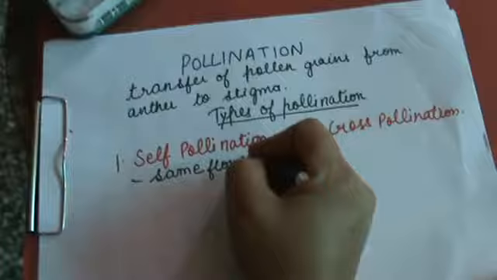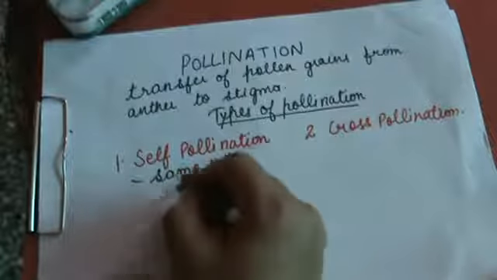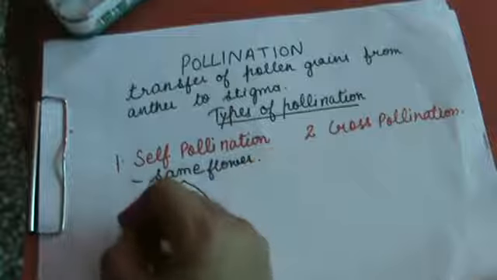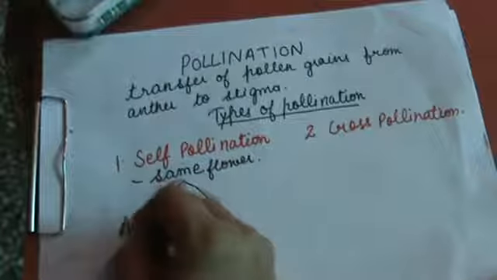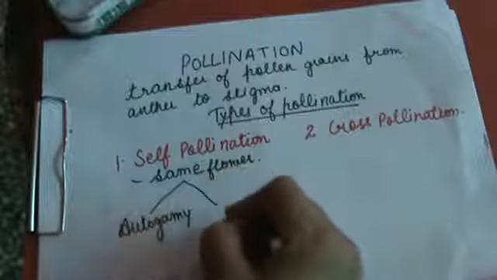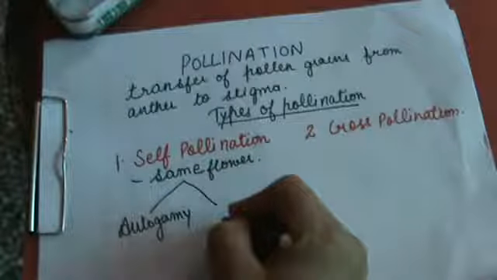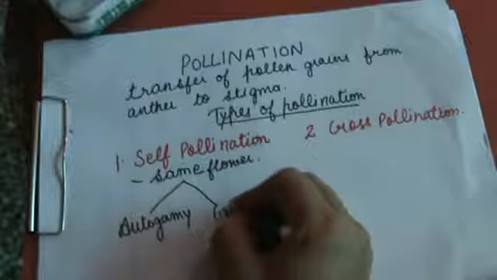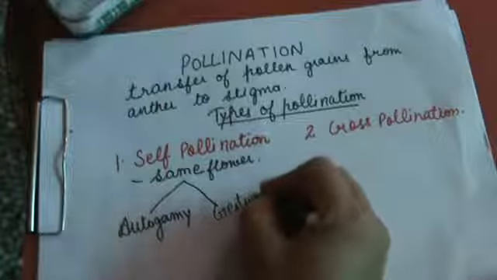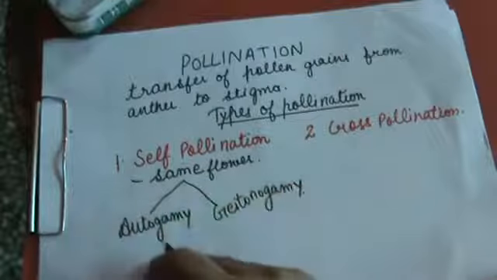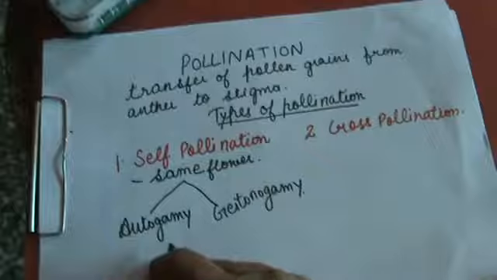Students, it is generally of two types. First is autogamy. And second is geitonogamy.